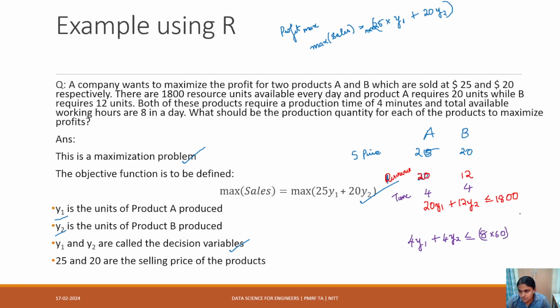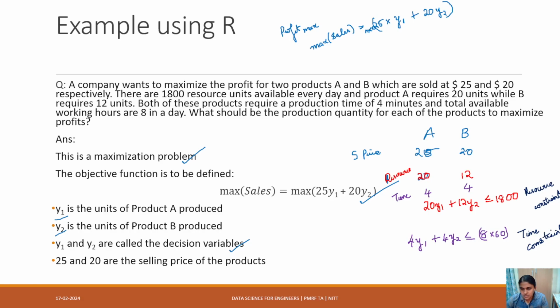So we have got the objective function, then the resource constraint, and this is the time constraint. So we have 3 equations.